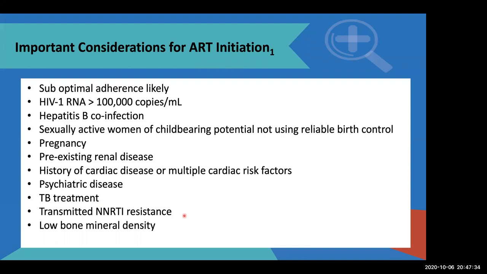Just note that we have some level of transmitted resistance, where someone who has never been on ARVs before, you give them ARVs and they are failing to suppress because the sexual partner is someone who's on ARVs, already taking second line or third line, you know, with a very bad bug. So some patients get a very bad bug from the start, which is very unfortunate.